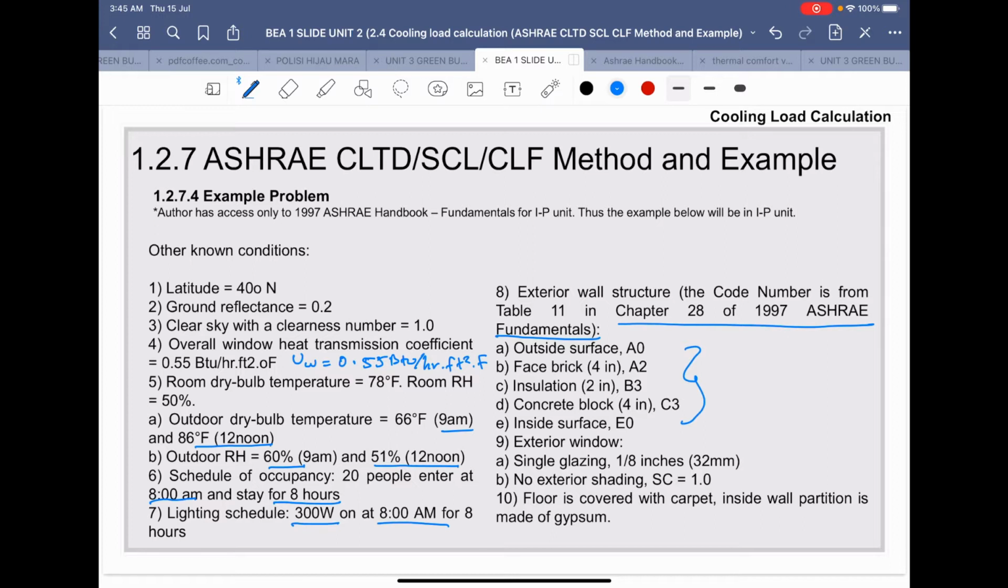Just now I mentioned the U value of the window is 0.55 BTU per hour feet square Fahrenheit. The window is a single glazing window with no exterior shading at all, so we assume a 1.0 solar shading coefficient. The floor is covered with carpet. The inside wall partition is made of gypsum. Okay, these are all the conditions that we need to take care of for the cooling load calculation.